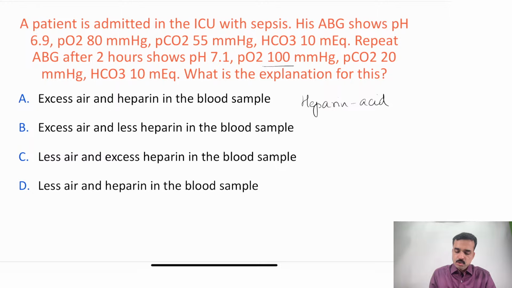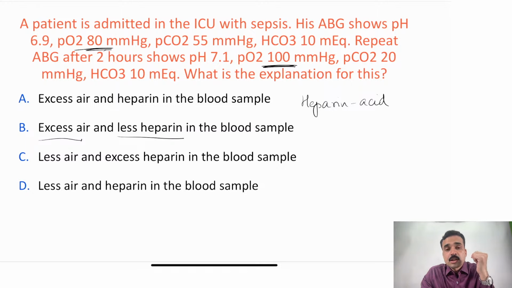What about the PaO2? PaO2 is actually increased. Okay, so second ABG, PaO2 is increased. This could also be due to the improvement of the patient. But among the options, that option is not there in this question, and therefore you would have to go for excess air only. So excess air and less heparin would have to be the correct answer. If the PaO2 has increased, it's because the air has increased, that has caused the oxygen levels to come up, and the pH has actually ended up increasing.